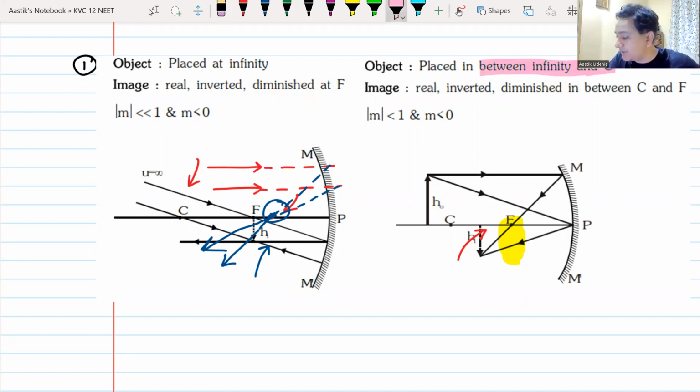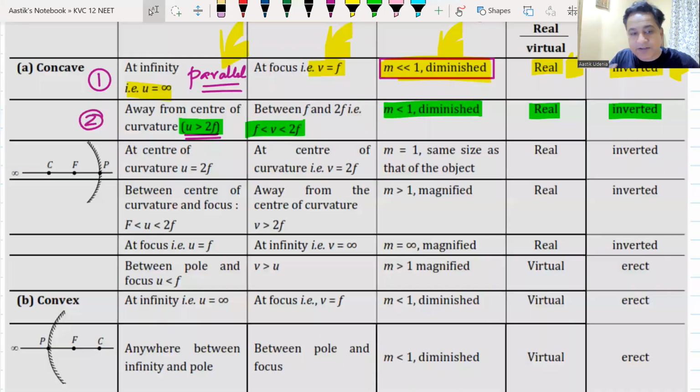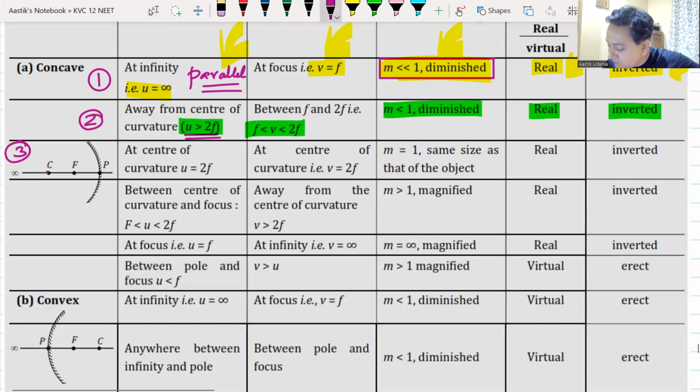What would the third position be like? Where would the third position come? Remembering the third position will help you in understanding what is going to happen next. Where will the third position be, my dear friends? At the center of curvature. Yes, that is correct. The third position is definitely the center of curvature, and no prizes for guessing this. The object will be placed here like this.